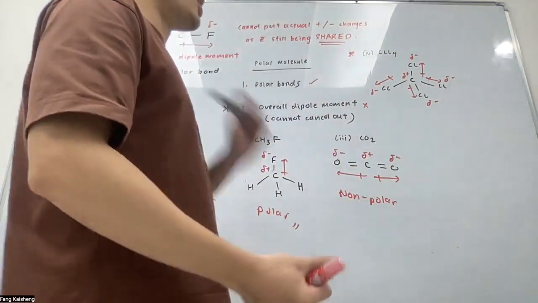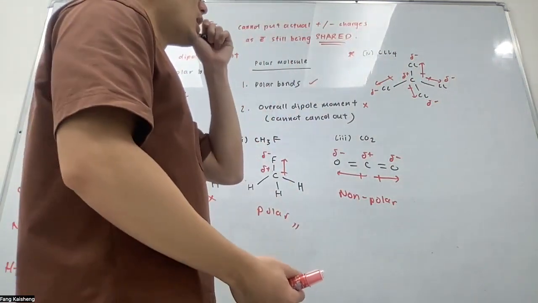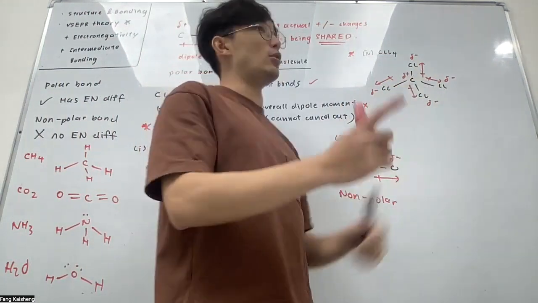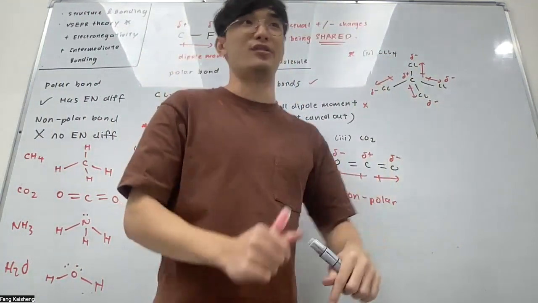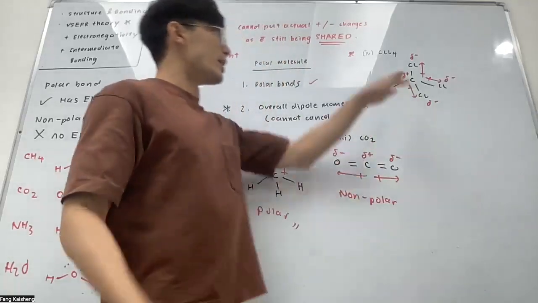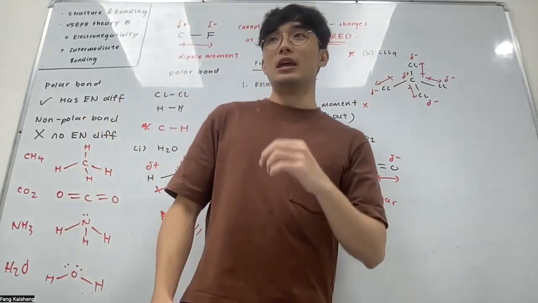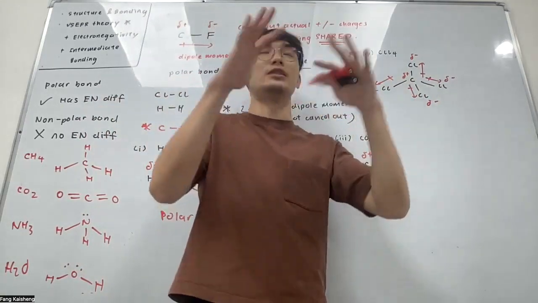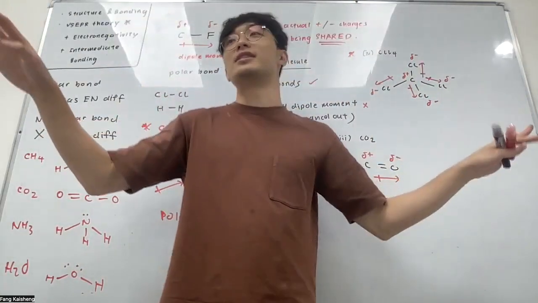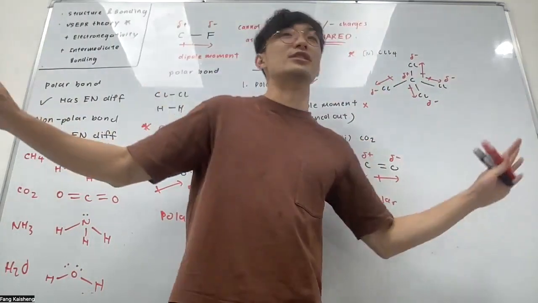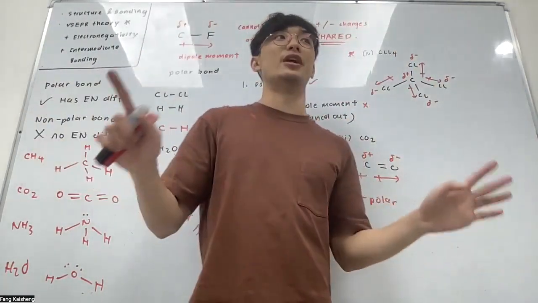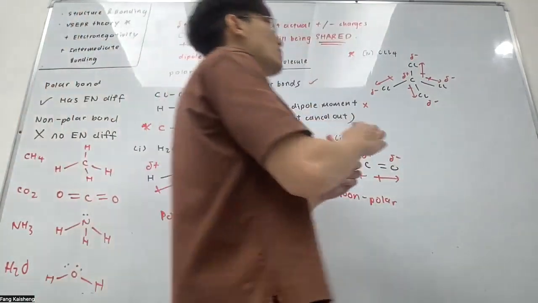CCl4 is a special case because a lot of you will think that there are 3 arrows pointing down and 1 arrow pointing up, so overall it's pointing down, right? No. I mentioned that this is a 3D structure. These arrows are all cancelling each other out. They point in all directions, so you cancel out in all directions. Make sense? In all 4 directions, they will just cancel each other out. So the tetrahedral shape is one of the reasons why.